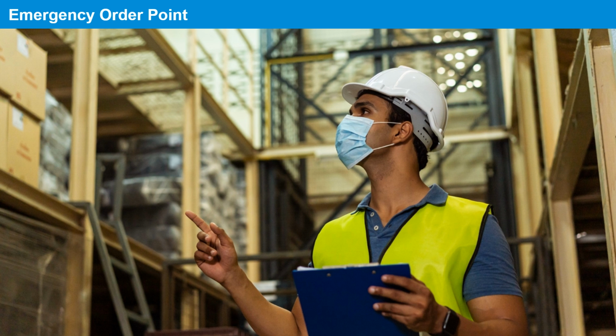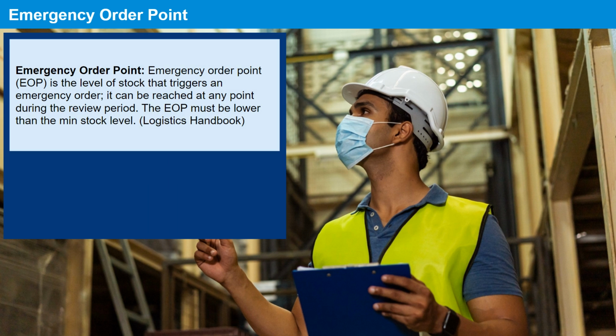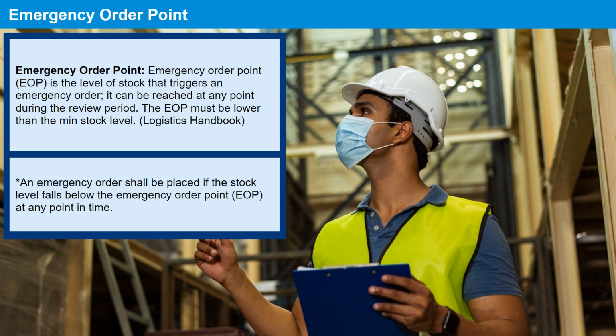Let's now learn a new term called emergency order point. Emergency order point or EOP is a level of stock that triggers an emergency order. It can be reached at any point during the review period. The EOP must be lower than the minimum stock level. An emergency order shall be placed if the stock level falls below the emergency order point, that is EOP, at any point in time.